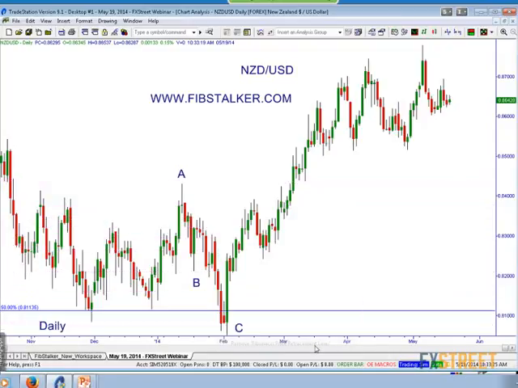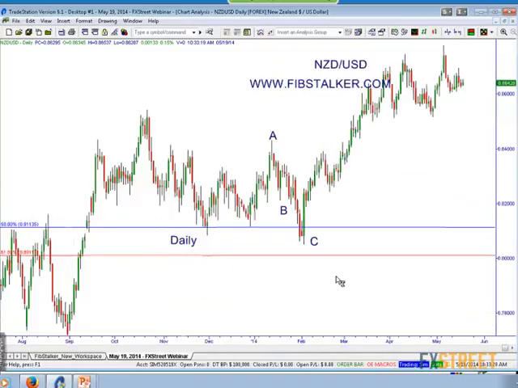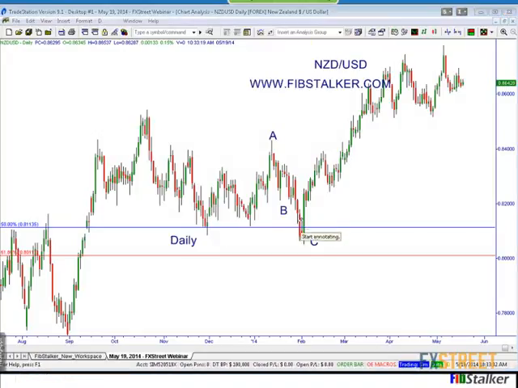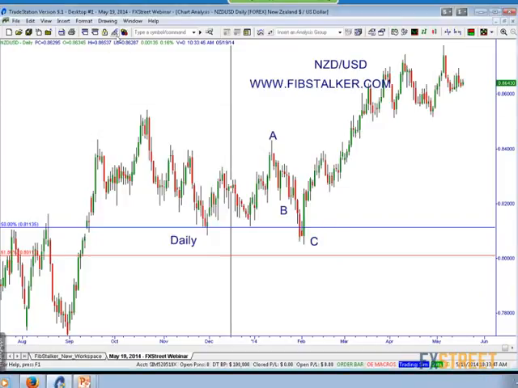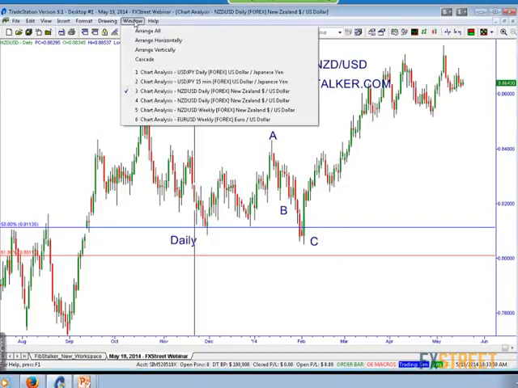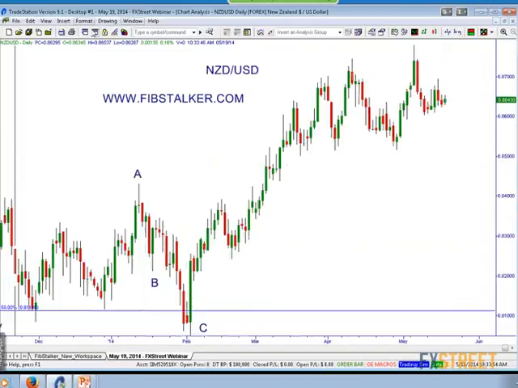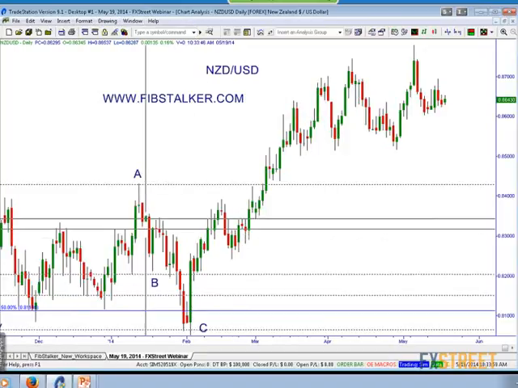Let me remove this and show you that when we get into this area of support, we know that we have a powerful technique, which is the Fib stalking technique, to time whether this market is continuing lower or moving higher. And how do we do that? Very simply, using the same technique I've showed you before. Let me zoom this a little bit. Instead of tracing the full Fibonacci numbers, we trace from H to B.